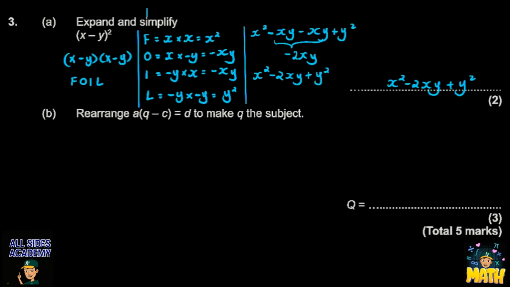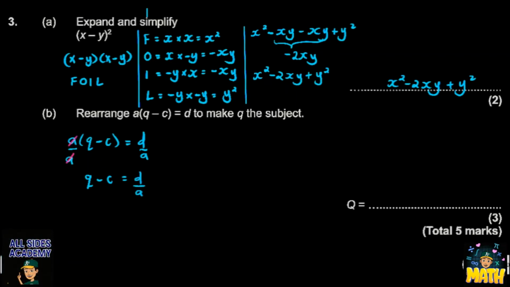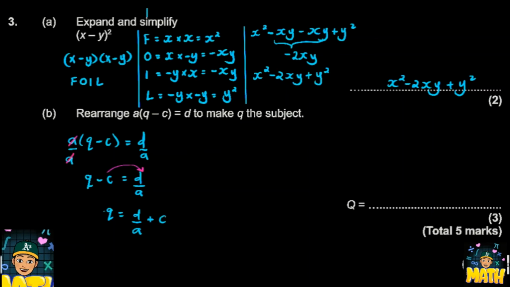Rearrange a into q minus c equals d to make q the subject of the formula. So we want q on one side, so we start by removing one letter at a time by dividing by a on both sides. Then we remain with q minus c equals d over a. What's remaining is taking the c to the other side. It becomes positive when it goes to the other side. And that way we have remained with q on one side. So d over a plus c.